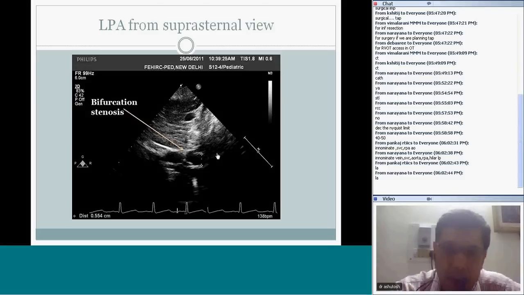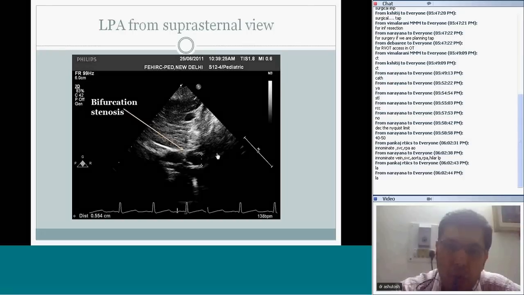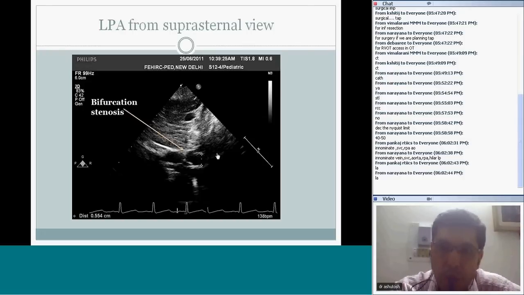So, what I generally would do from this view when you are screening the right pulmonary artery, I would move the probe towards the left and look for the left pulmonary artery. Sometimes it opens up beautifully from the same view, and if it is not, you can move your probe just below the left clavicle and look down this way. You look for the right pulmonary artery, and you will be able to see the left pulmonary artery.